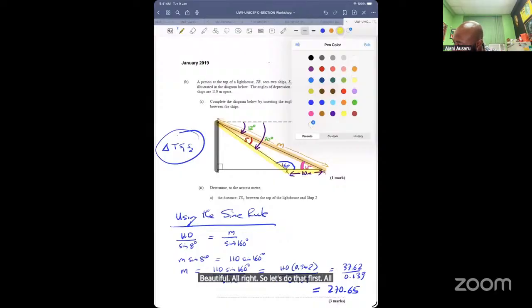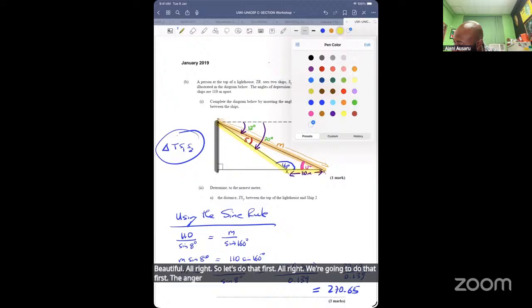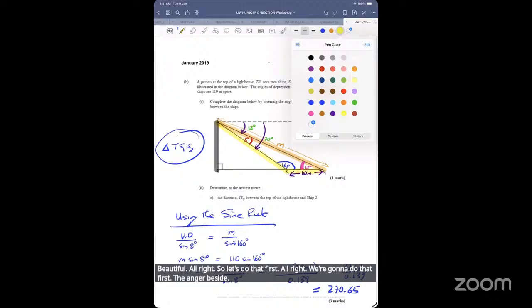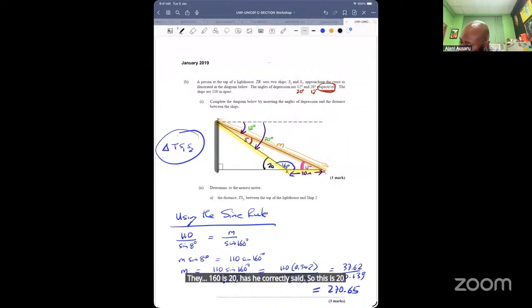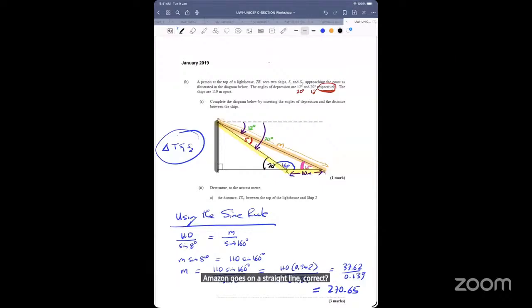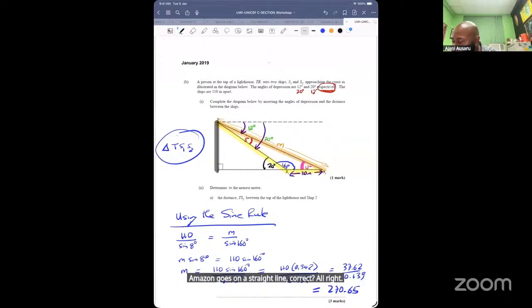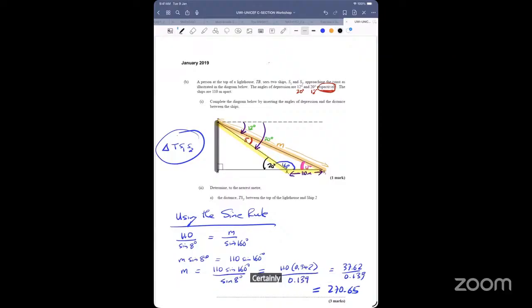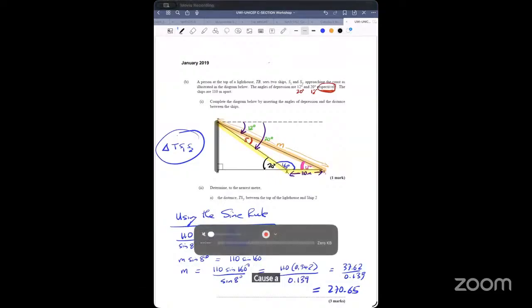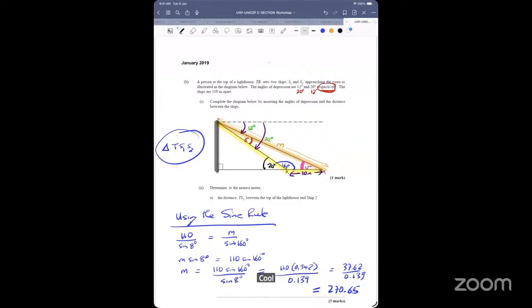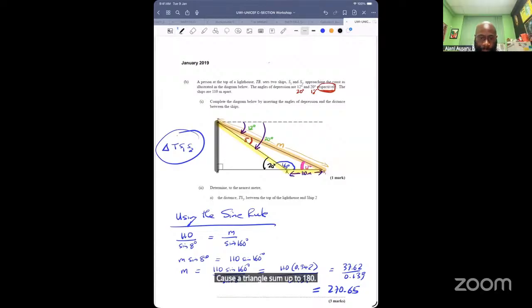The angle beside the 160 is 20, as he correctly said. So this is 20 degrees, angles on a straight line, correct? Yes, sir. And the right angle is 90 degrees. So you have the 90 plus the 20, and you subtract it from the 180 and get the next angle for T, because a triangle sums up to 180. There are many ways you can do this.